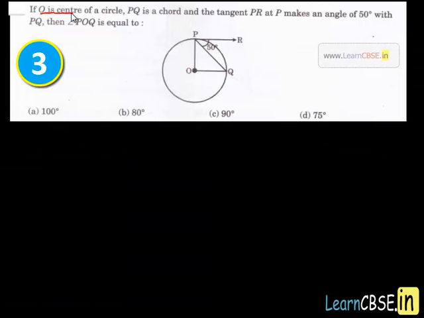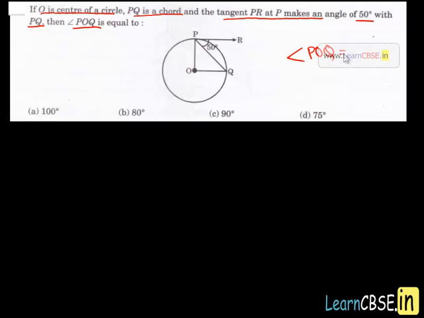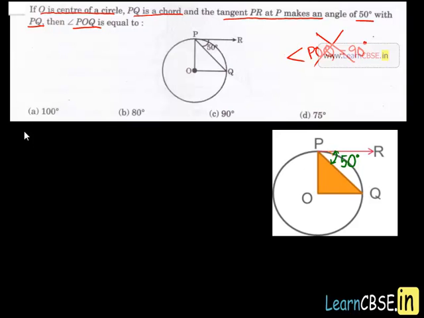If O is the center of a circle, PQ is a chord, and tangent PR makes an angle of 50 degrees with PQ, then angle POQ is equal to. Here we have to find angle POQ. By looking at the figure, one can say that angle POQ is equal to 90 degrees. Since it is a perpendicular, this is wrong. Let us begin the solution.